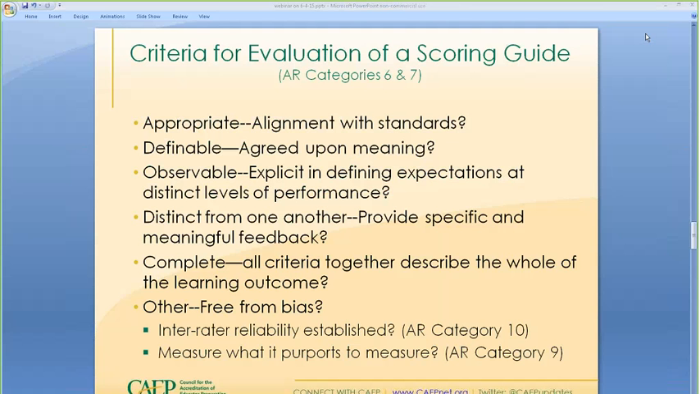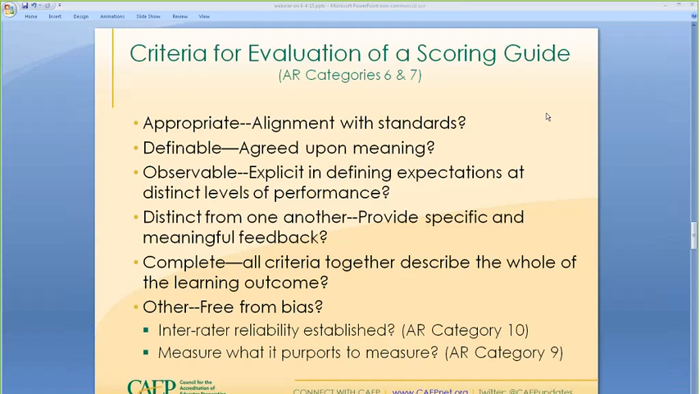So here we go. We're going to go on now to talking specifically about the scoring guide. And I had showed you the assessment rubric in categories 6 and 7 that were the rubrics for scoring guides. And what I've done here is to pull out the key parts of CAPE's expectations about your scoring guides and put them all together in one place.